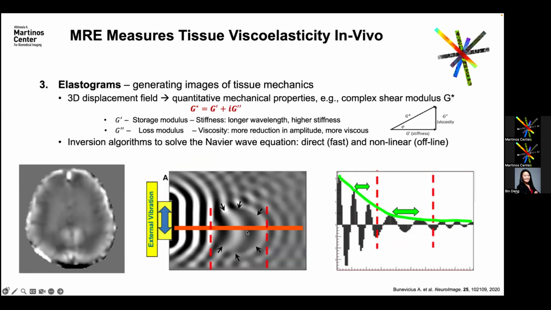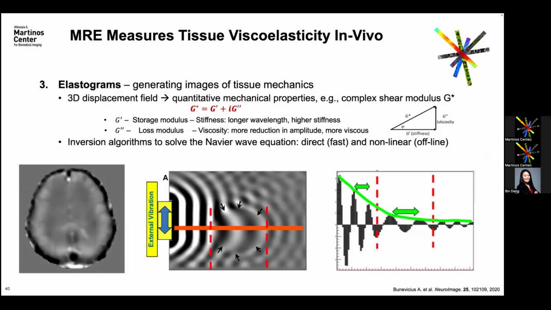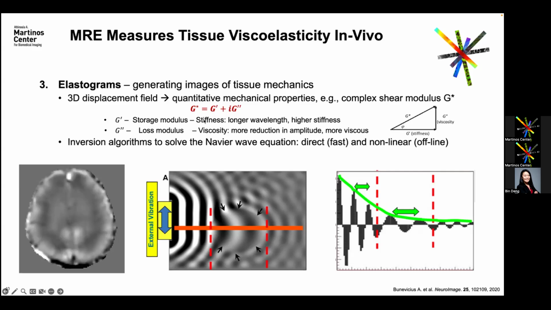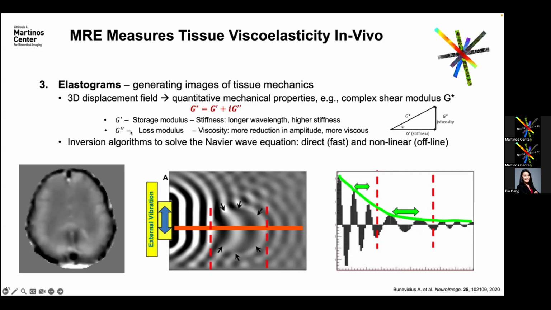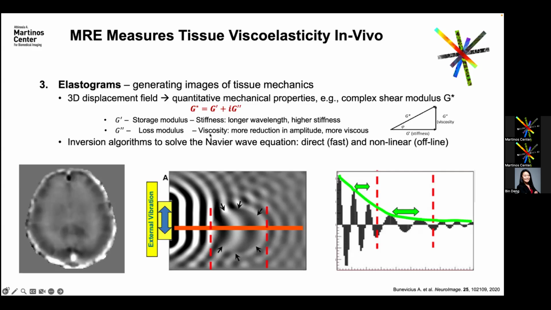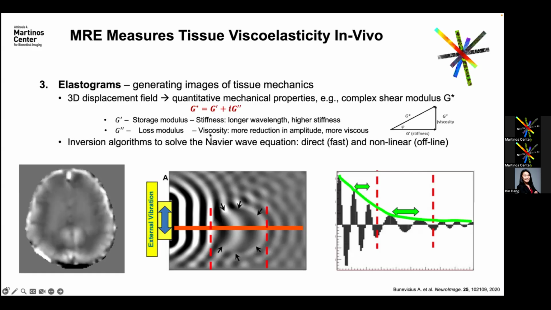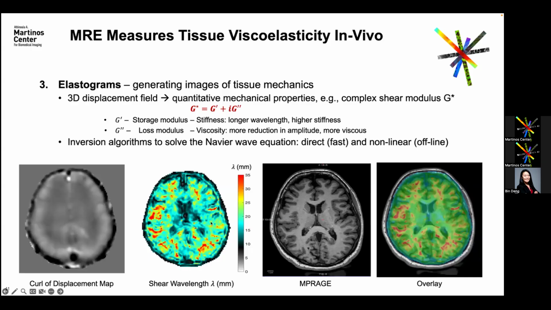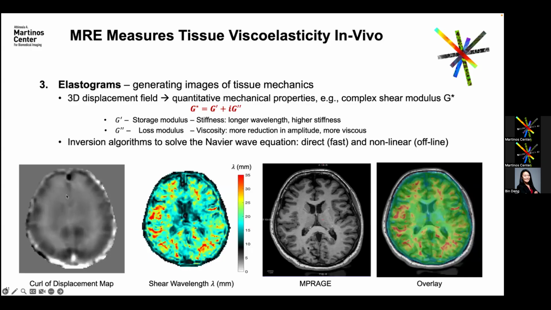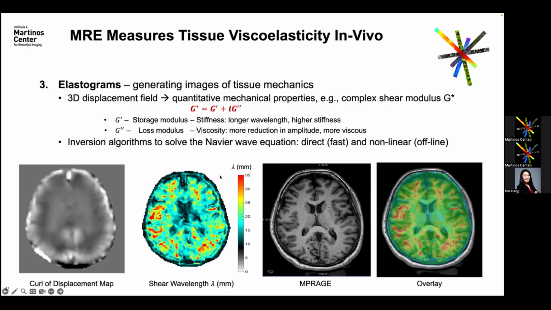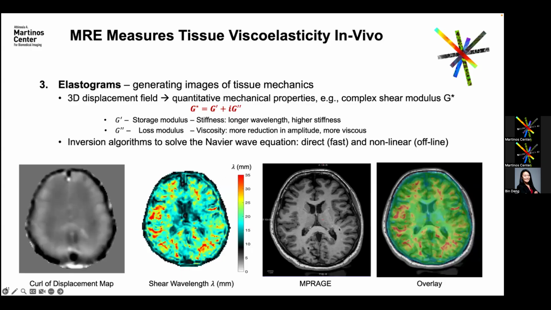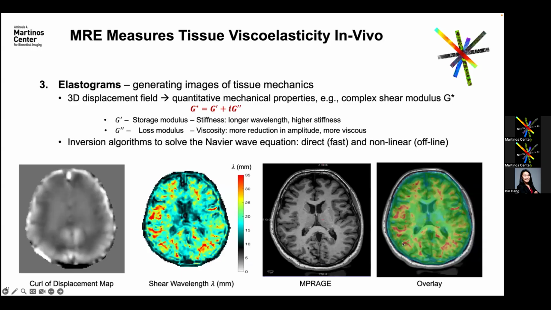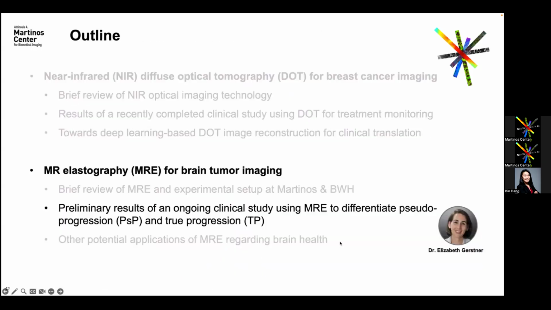storage modulus, the complex shear modulus, and the first part is storage modulus, which is correlated with the stiffness of the brain. And some people have been using the second part, the loss modulus, to characterize the viscosity of the tissue as well. So yeah, it's basically from this phase contrast images, you can resolve the shear wavelengths of the brain. And as you can see, once this overlaps, it aligns with the structure of the brain pretty well.